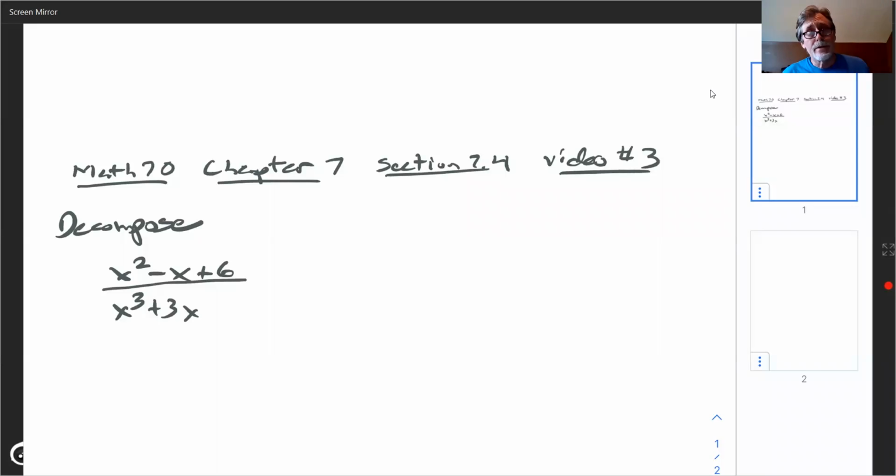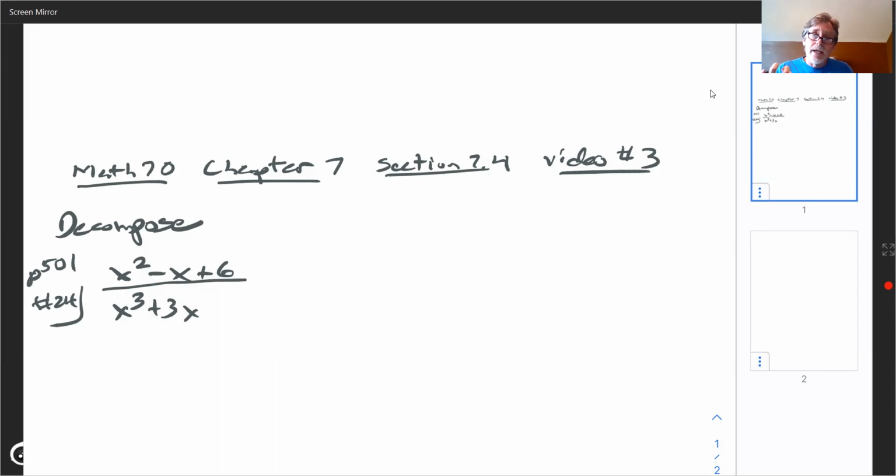Okay, as promised, here's the second video on how to do partial fraction decomposition. This is problem number 24, page 501, number 24 in the textbook. Actually it's an integral and I stole it from that. So all I'm going to do is break it apart.